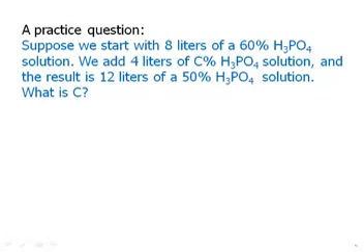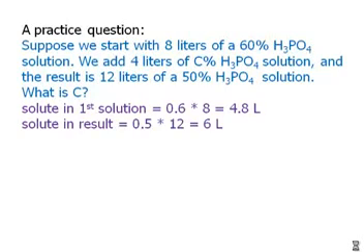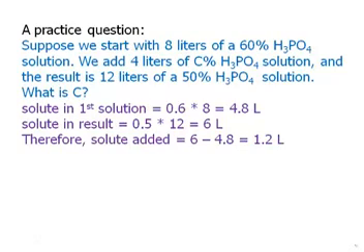What is C? Well, the first thing I'm going to do is figure out how much solute I began with and how much solute I ended up with. So in the first solution, I had 4.8 liters of solute. In the resultant solution, the final solution, I had 6 liters of solute. And that means that the amount of solute that was added was 1.2 liters.